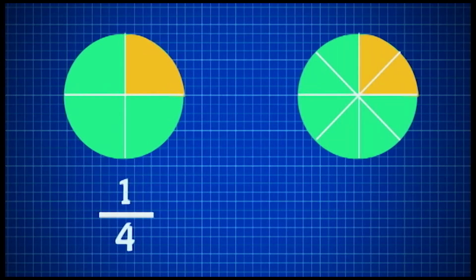Say we have one circle divided equally into 4 parts, and one of them is shaded orange. The fraction that represents the orange part is 1/4. Now we have the same circle, but it's divided into 8 equal parts, and 2 of them are shaded orange. The fraction that is shaded orange is 2/8. We can also say that 1/4 is equal to 2/8.